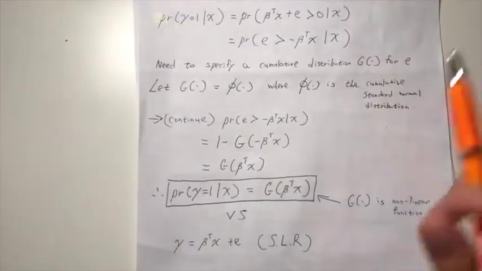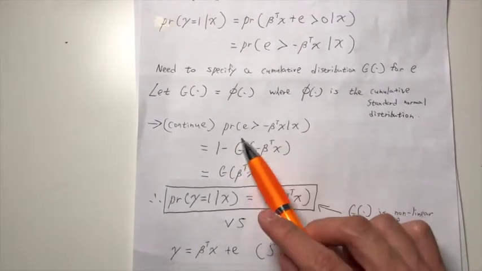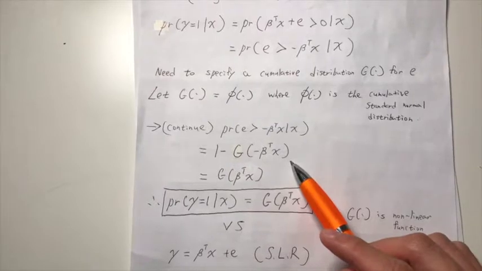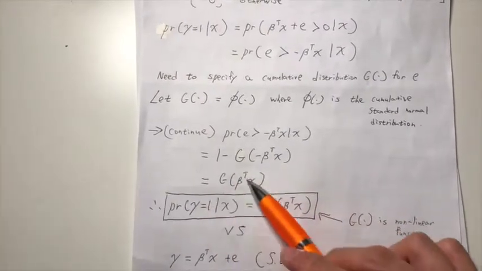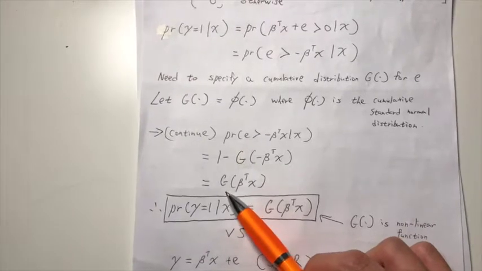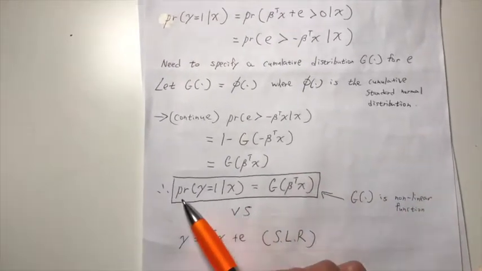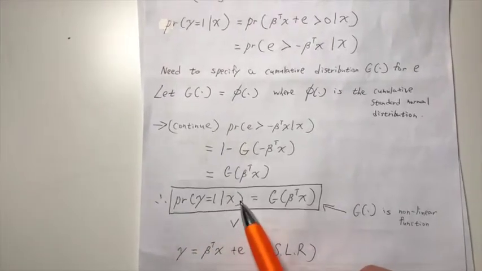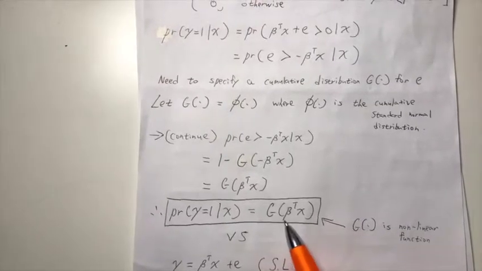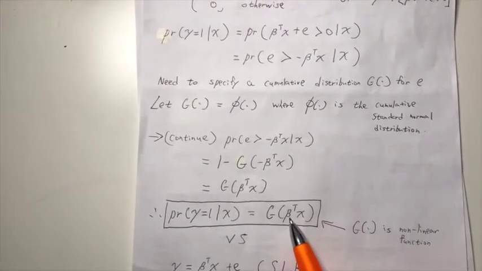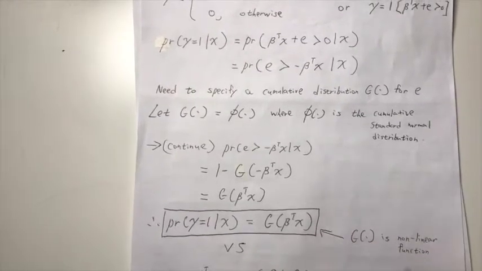Okay, so now using this cumulative standard normal distribution, we can simplify the probability to this form. And at the end, it will be simplified to just G of beta tx. So therefore, the probability of y equals 1 given x is the cumulative probability of all the values below beta tx.